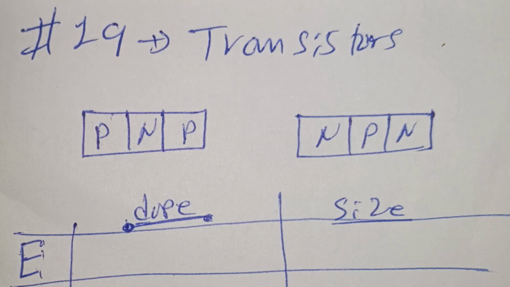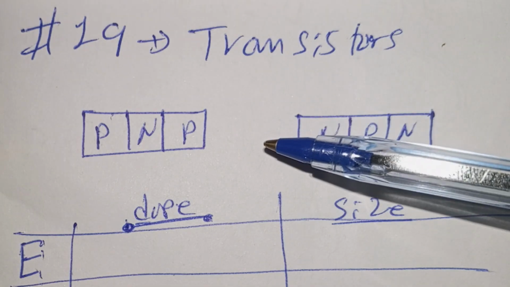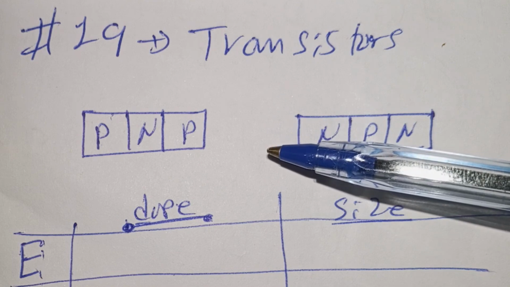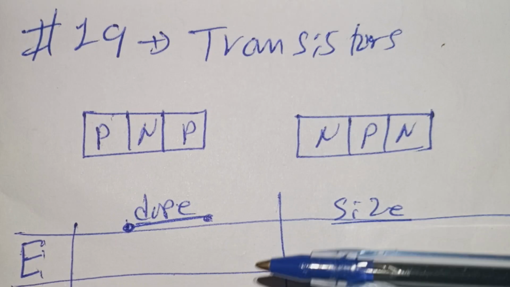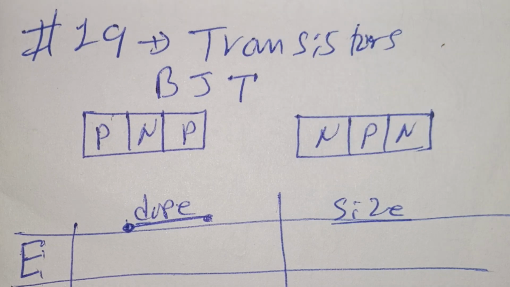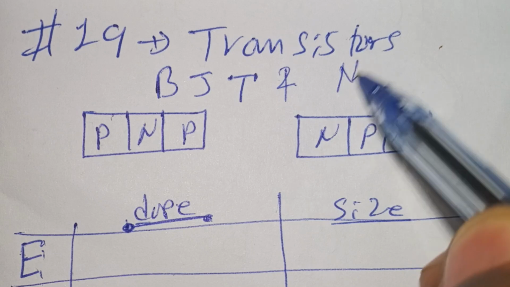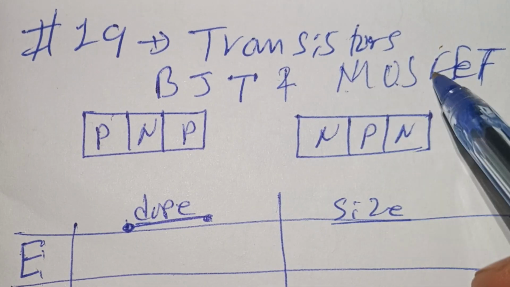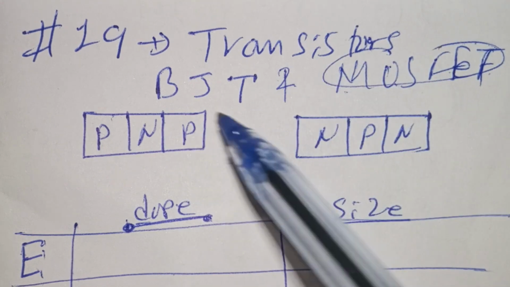So this question says, which of the following statements differentiates the emitter, collector, and base of a transistor? As we know, a transistor is an electronic device which helps us to switch or amplify electronic signals. We can classify transistors as the BJT, or bipolar junction transistor. The other form of transistor is the MOSFET, metal oxide field effect transistor. We don't consider the MOSFET, but only the BJT.